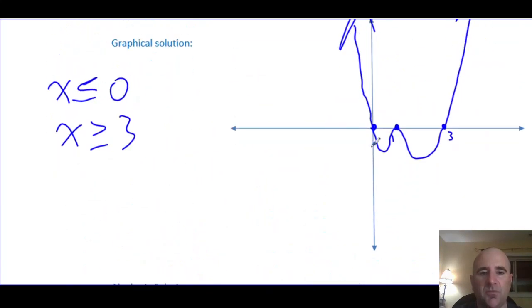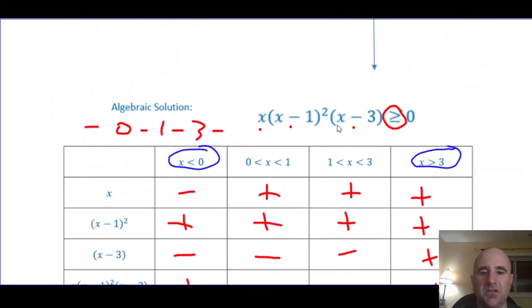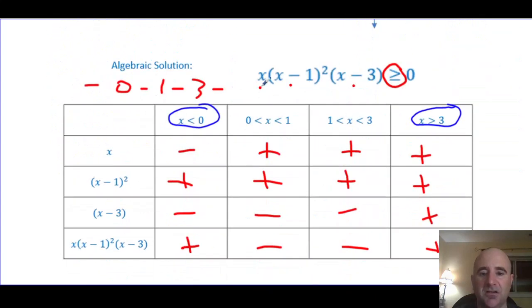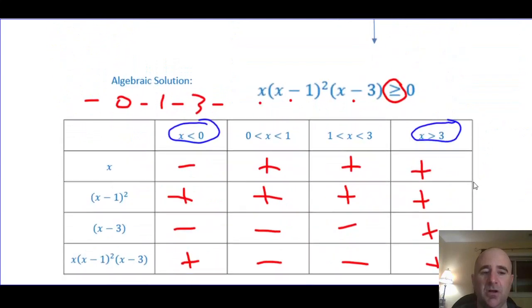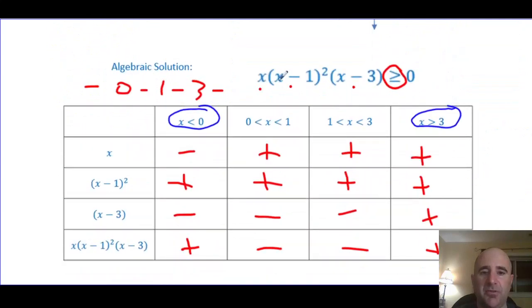Well, why does x less than 0 work? Because when x is less than 0, x is negative, this is positive, and this is negative, and that gives you a positive answer. Why is x greater than or equal to 3 a possible answer here? Well, because when x is greater than or equal to 3, all 3 of these factors are positive. A positive times a positive times a positive gives you a positive answer.